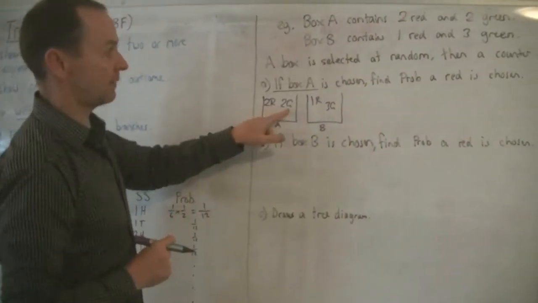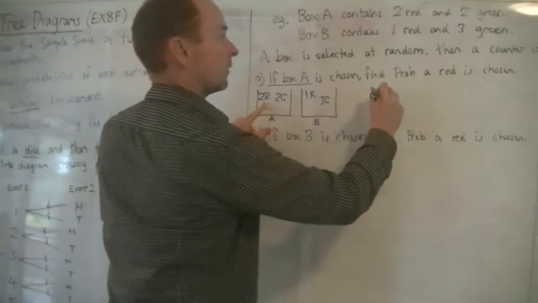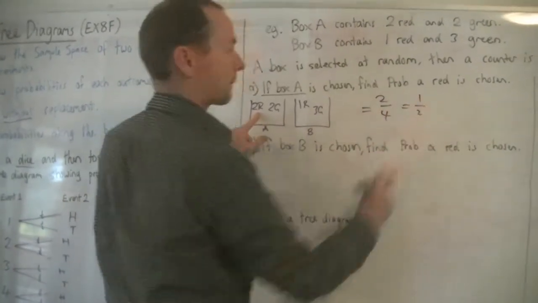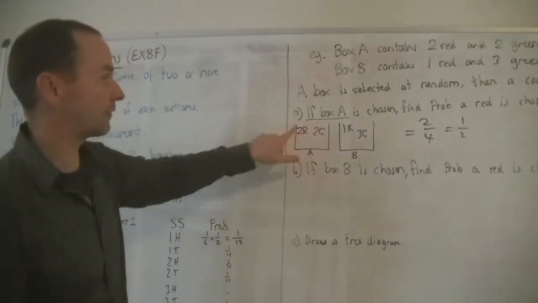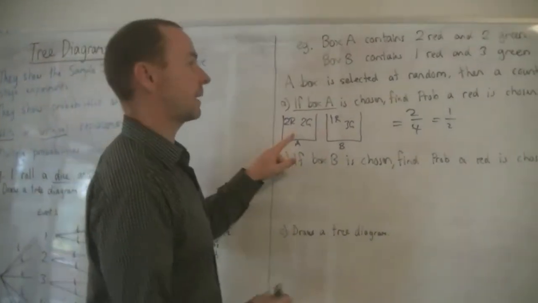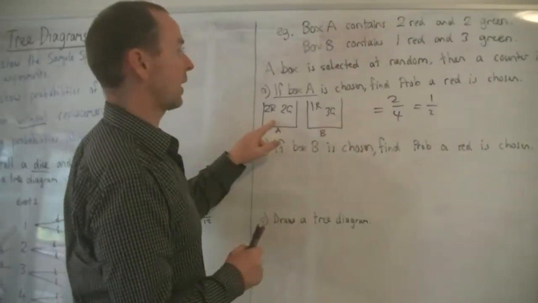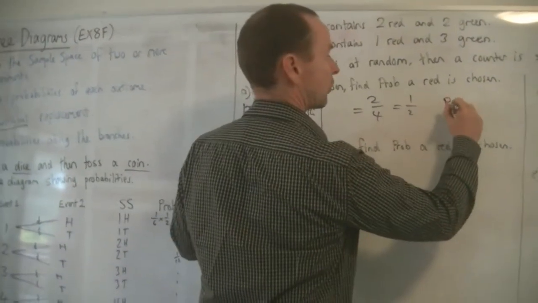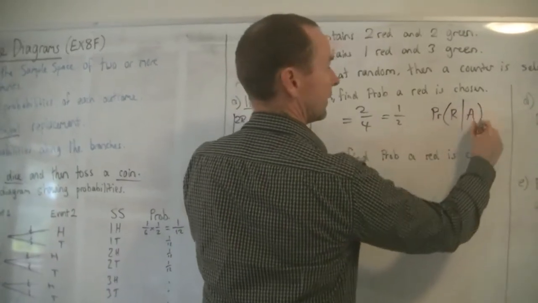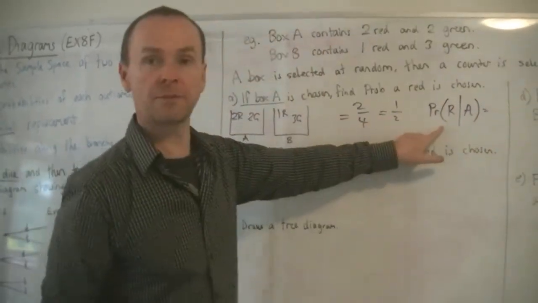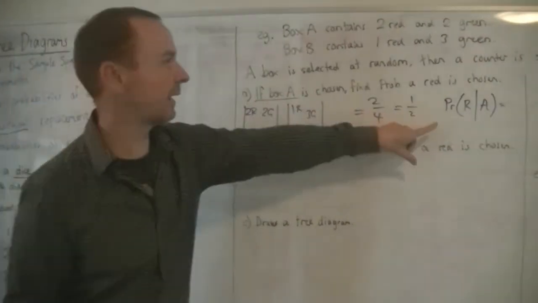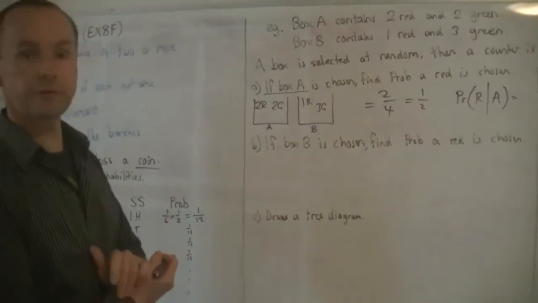So we have 2 reds out of 4 in total. So the answer is 2 out of 4, which is a half. See that? Because we're just looking at box A. It's conditional probability. So it's the same as saying, find the probability of a red given that box A is chosen. So you should have done that from a previous exercise. But you don't have to do that now. I'm just showing you that's what it could say.